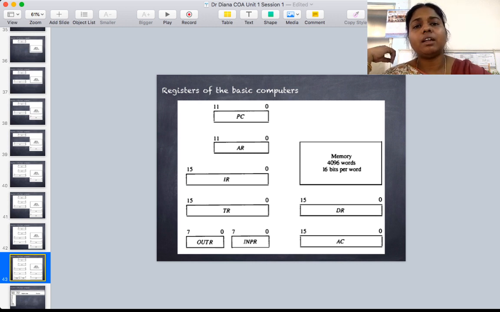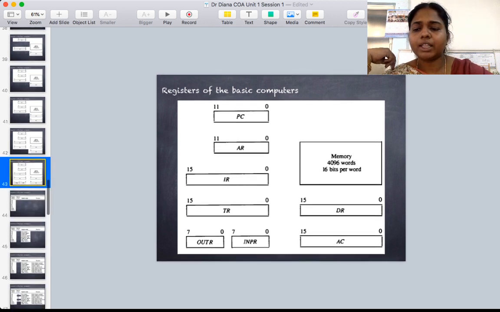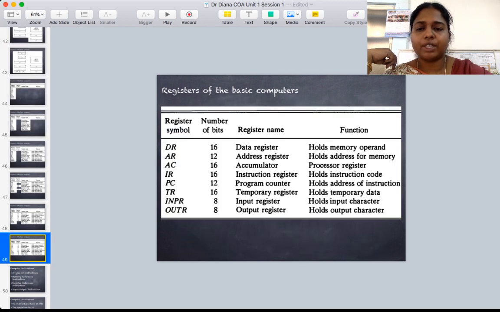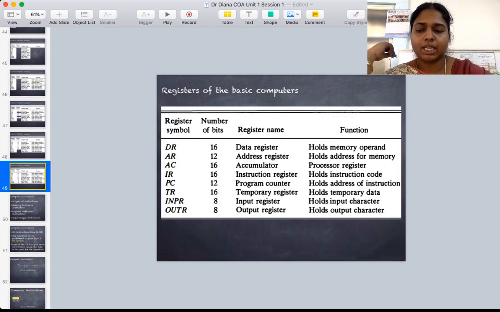And once this is done, it can also use another temporary register for storing any intermediate result, which is called the temporary register. And if we note here, the register which is used to store instructions, which is IR, and all the registers that are used to store data, which include the data register, accumulator, and the temporary register, are 16 bits wide, and the address registers, both PC and AR, are 12 bits wide. Looking at this, we have seen the list of registers which is available in the basic computer.